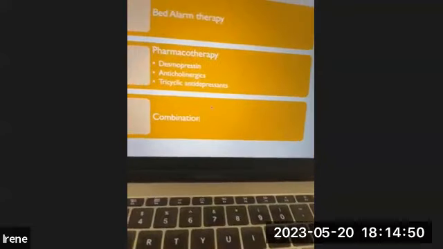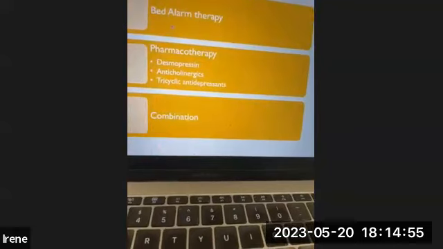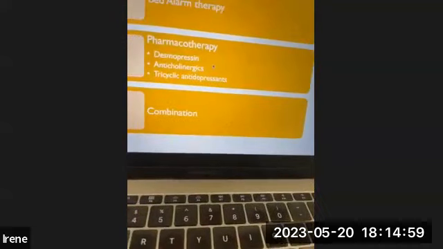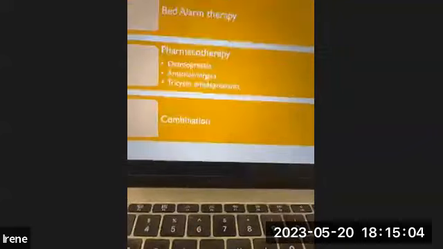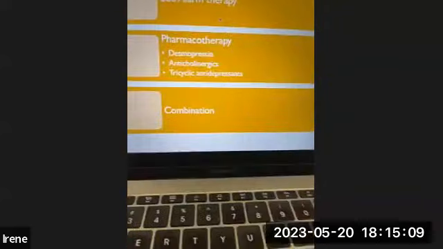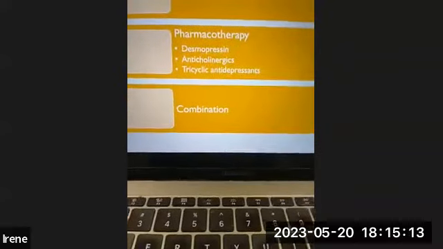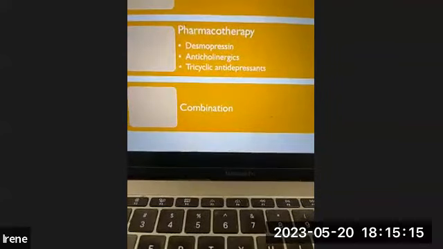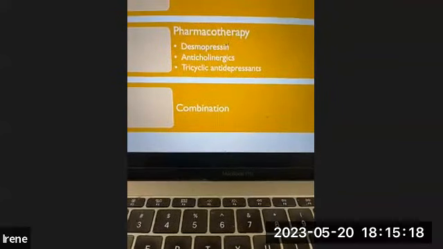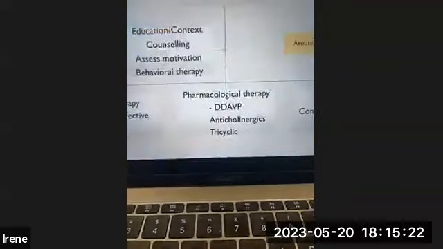And then I've put here combination. You can have a combination of these. You can allow the child to use the desmopressin and the anticholinergic. Some parents will realize that we do alarm therapy and we also add medications to it. But the first line after the behavioral therapy is alarm therapy. Unless you have a child who is clearly wetting because they are producing a lot of urine, then after the behavioral therapy, we can straight away do medications for these children.